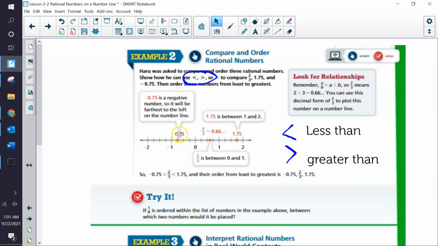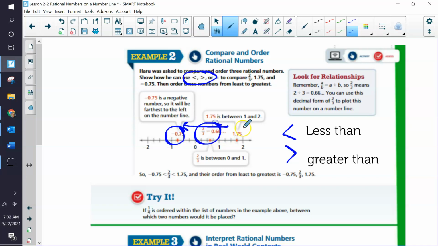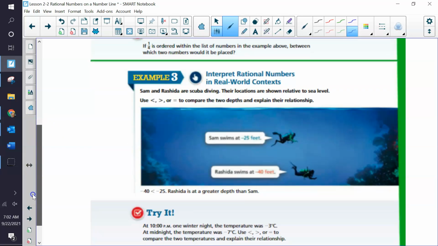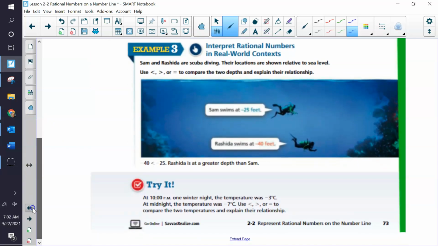Now that these are set in place, we can see that the further to the left, further in this direction we go, the numbers get lower and lower. That means this is going to be the lowest number, this is going to be the next lowest, and then this is going to be the greatest number. So we can set those in order, and say this is less than 2/3, which is less than 1 75/100.